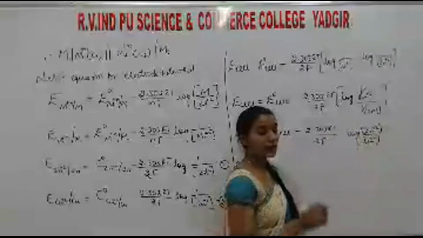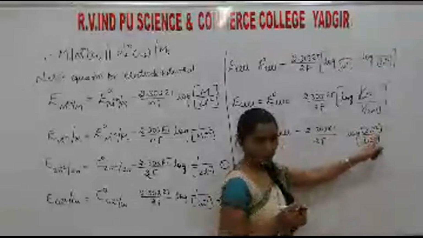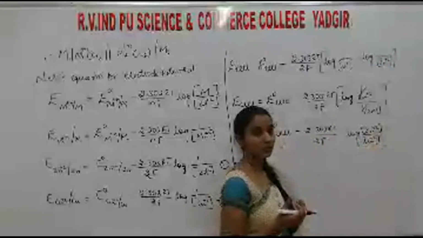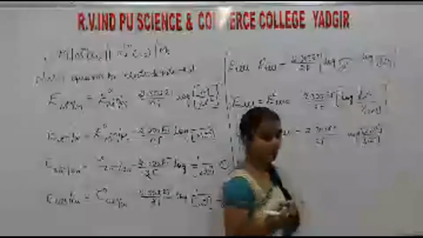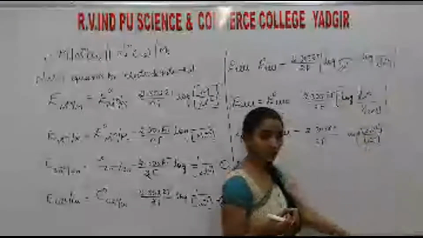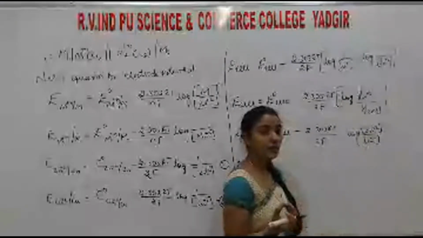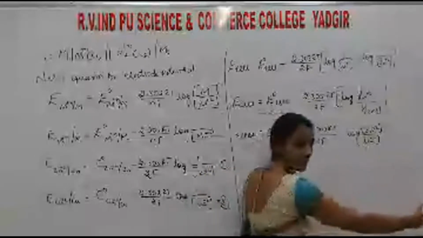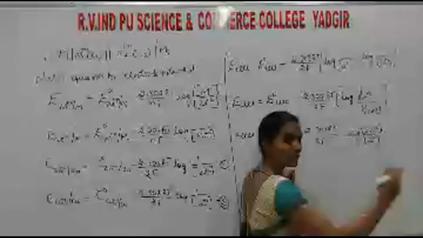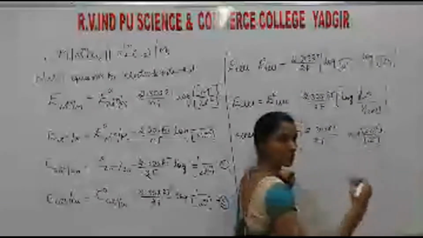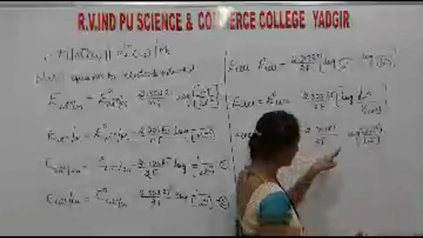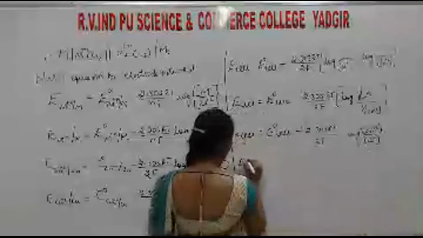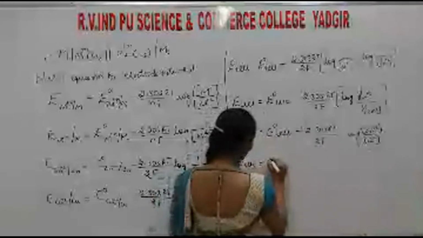Okay? So Zn is an anode. In anode what happens? Oxidation. Cu plus 2 means cathode. At cathode what happens? Reduction. You know, Zn changes to Zn plus 2, oxidation happens. Cu plus 2 changes to Cu, reduction happens. This can also be written as E cell is equal to E naught.